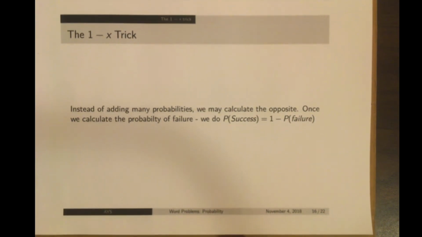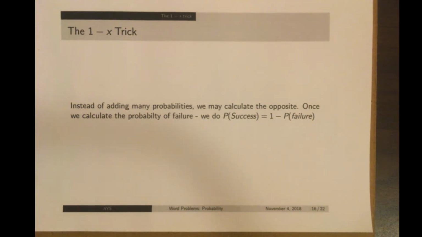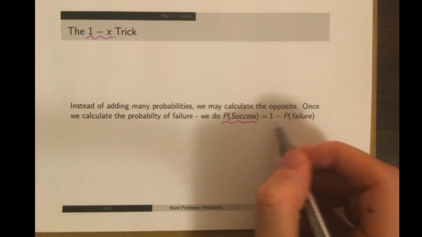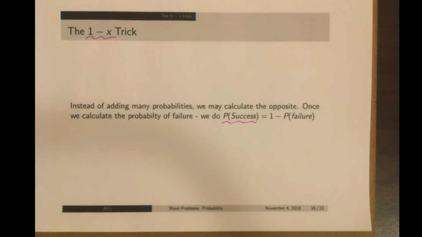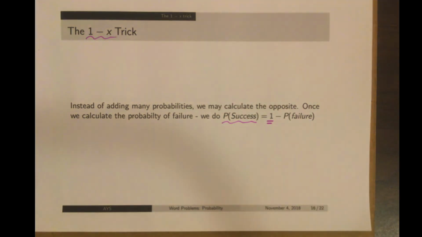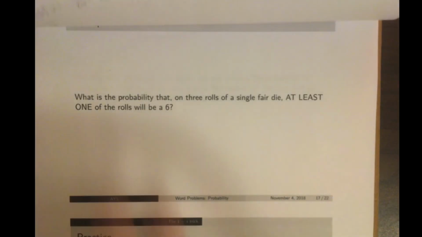Let's move on to the 1 minus x trick. Okay, the 1 minus x trick: sometimes in trying to calculate the probability of success, it's actually easier to do 1 minus the probability of failure. So in that case, we're going to flip the question. We're going to pretend like the question is asking us to calculate the probability of failure. Then we're going to do 1 minus. And we already showed on a previous slide why this works. So let's jump into it.